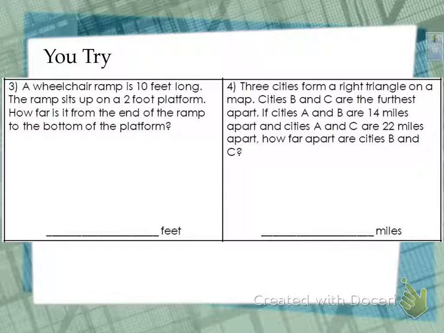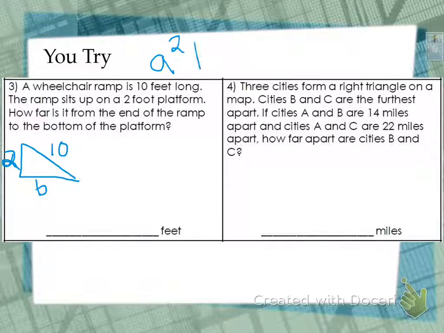All right, welcome back. We have in number 3 a wheelchair ramp. So I know a wheelchair ramp is a diagonal piece that is helping somebody get up that cannot go upstairs. So the wheelchair ramp is 10 feet long. The ramp sits on a 2-foot platform, so that makes me think 2 feet tall. How far is it from the end of the ramp to the bottom of the platform? So I am missing a leg.